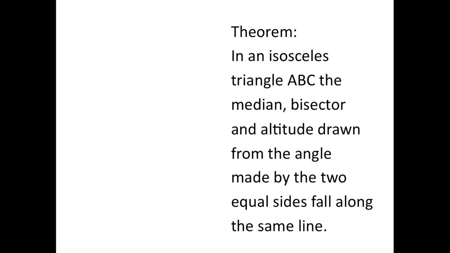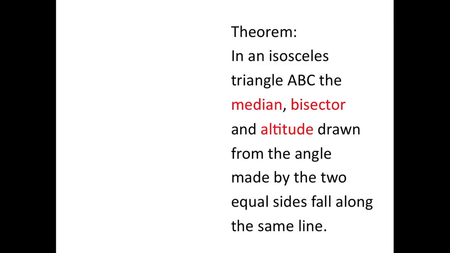So in today's lesson, we're going to cover a theorem regarding an isosceles triangle. This theorem states that in an isosceles triangle ABC, the median, bisector, and altitude drawn from the angle made by the two equal sides fall along the same line. Now, to understand this theorem, we need to understand the following three terms: median, bisector, and altitude.